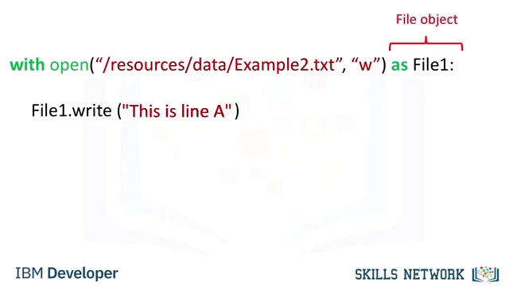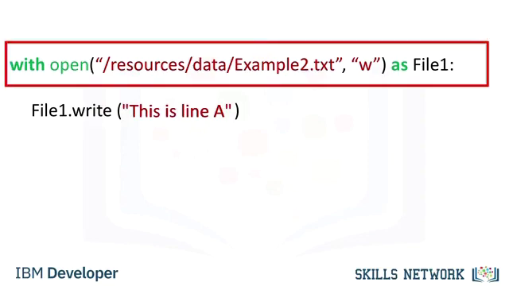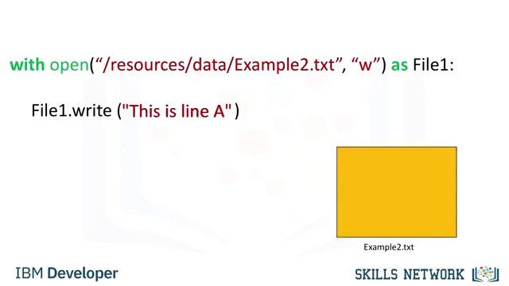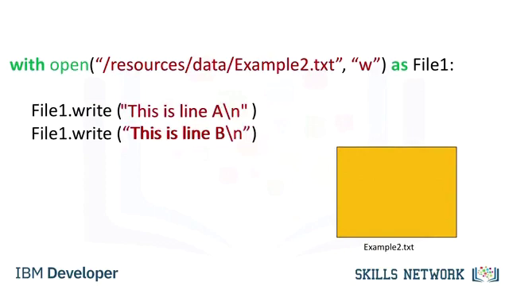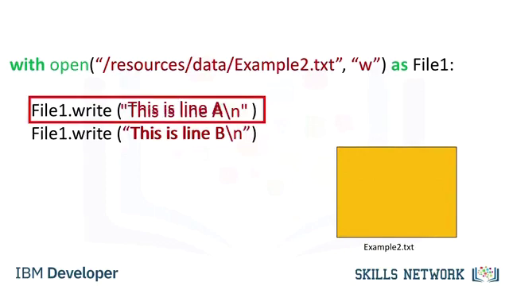We create the file object file1. We use the open function. This creates a file example2.txt in your directory. We use the method write to write data into the file. The argument is the text we would like input into the file. If we use the write method successively, each time it's called, it will write to the file. The first time it is called, we will write, "This is line A" with a \n to represent a new line.